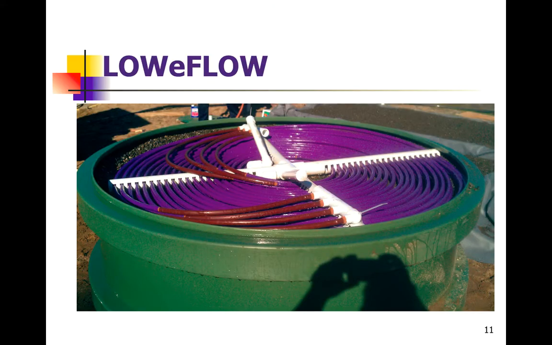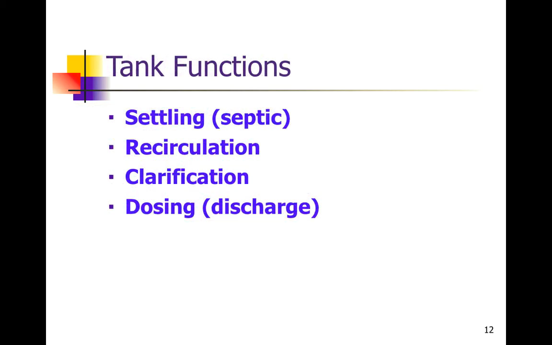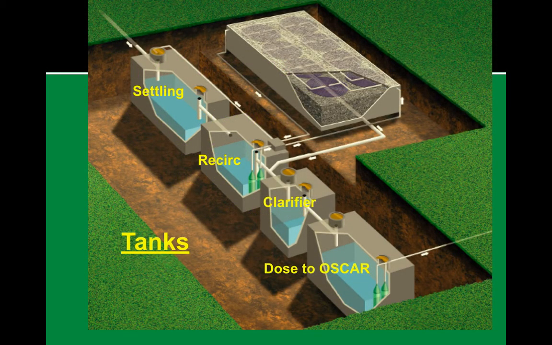The low flow system will go through the components that comprise it. First, we'll start with the tanks. We have two tanks that have 4 tank functions: settling tank or septic, the recirculation component, clarification, as well as the dosing or discharge component. I'll illustrate with an expanded view of a 4,000 gallon a day low flow system here. The tanks will have a settling tank, which we could refer to as a septic tank as well. The recirc or mixing tank will have a clarifier as well as a dosing tank.